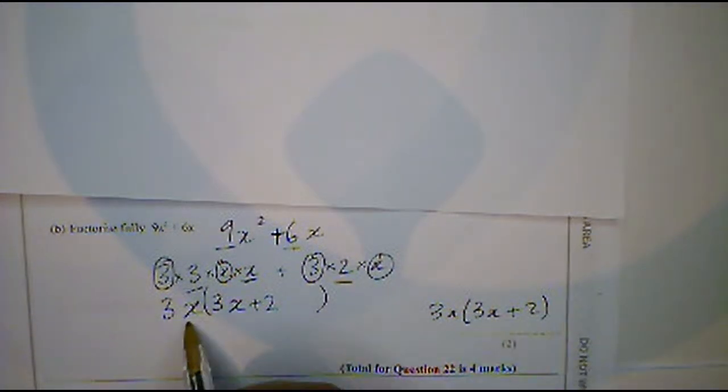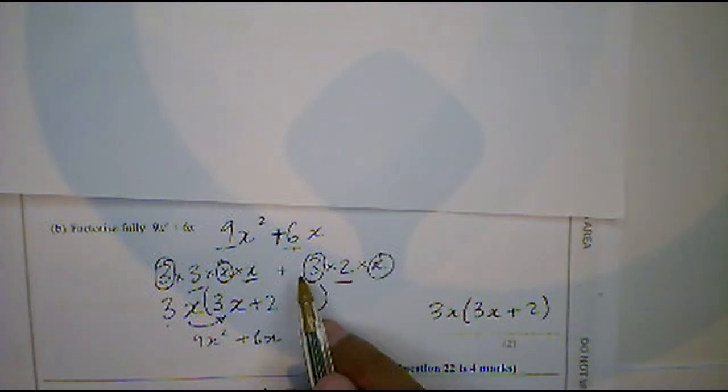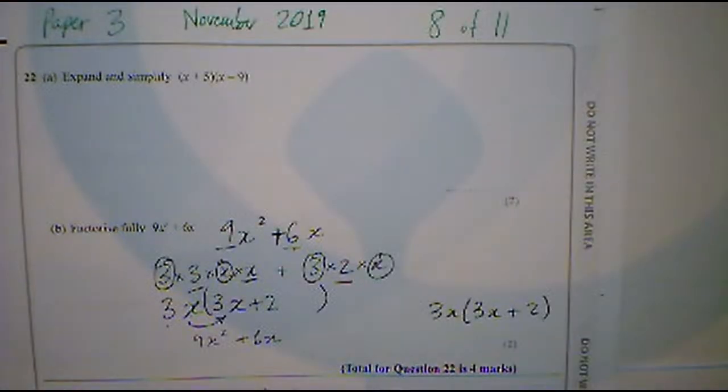And again, I can double check by expanding the brackets. 3 times 3 is 9, x times x is x squared, plus 3 times 2 is 6, and you've got the x, and that matches with that. Okay, so I hope you got that one correct as well. Well done if you have. Let's go to the next question.